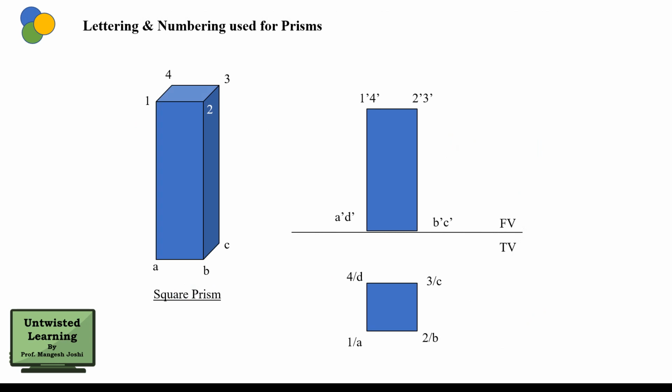Let us see the lettering and numbering used for prisms. So for prism, since you have base and top, we will use alphabets at the bottom and we will use numbers at the top. Okay, this naming convention you have to follow. You can also reverse it, that is, you can use alphabets at the top and numbers at the bottom. It is up to you. Okay, so that is the naming convention you can use for naming the points of the front view and top view.